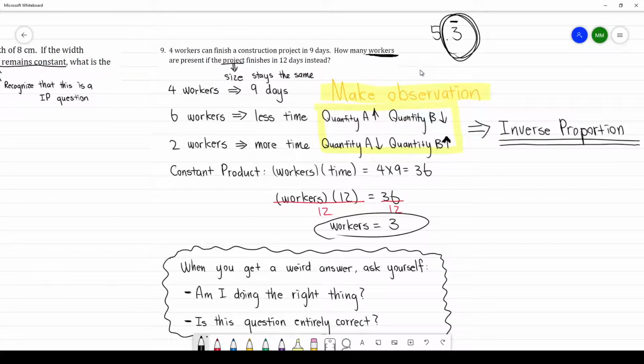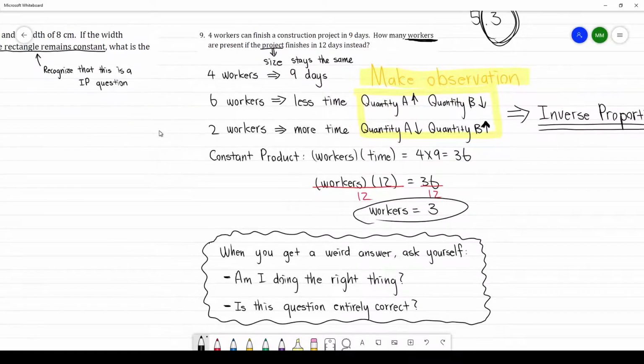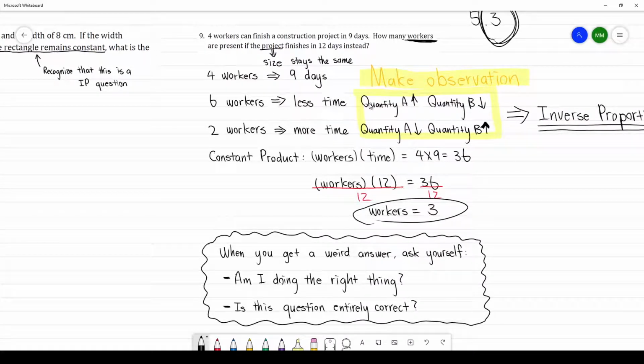When you finish a question, you don't just want to go to the next question. Even if you're short on time, you always want to make sure that your answer makes sense. This obviously should not make sense. And for this type of word problem, it's perhaps not as easy to check your answer.